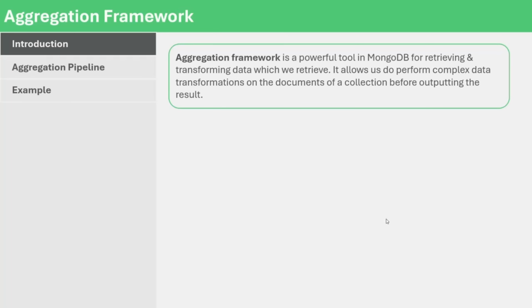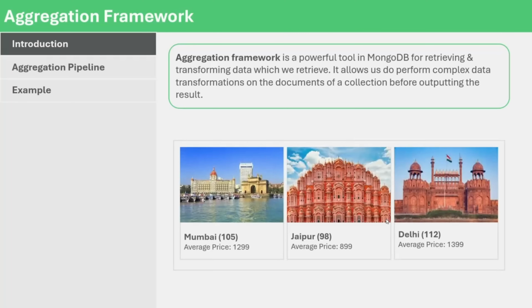We have already learned about find and findOne methods to retrieve data from a collection, and these two are the default methods for retrieving data from a collection of a MongoDB database. But sometimes while retrieving the data, we might want to do some complex transformation on the data before outputting the result. So for example, let's say we want to get the total number of hotels in a given city and get the average price of each hotel.